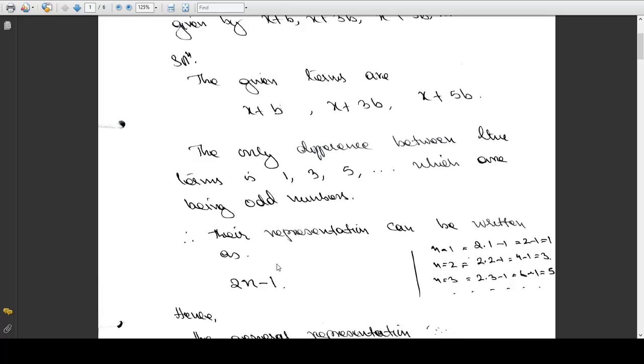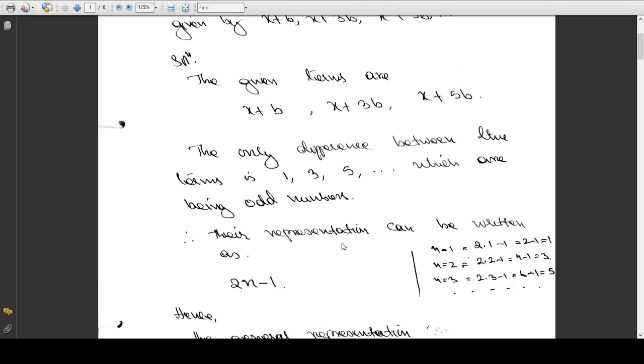2n is the representation for an even number, because if you take n equal to 1, 2n will be 2, if n is 2 it will be 4.